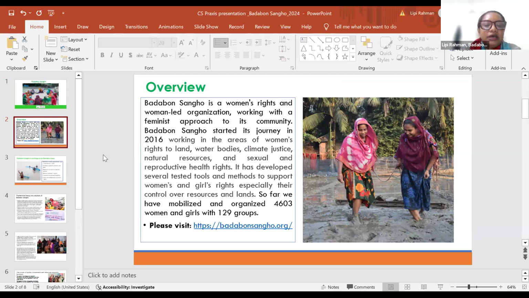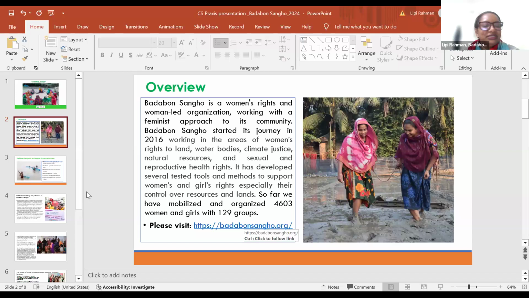We have developed some tools and methods to support women and girls in this area, so that they can control their resources and lands and take part in climate justice actions. Since the beginning, we have mobilized and organized 4,603 women and girls in 129 groups. We are now working in 4 districts and 20 sub-districts. This is our website, and please visit it.